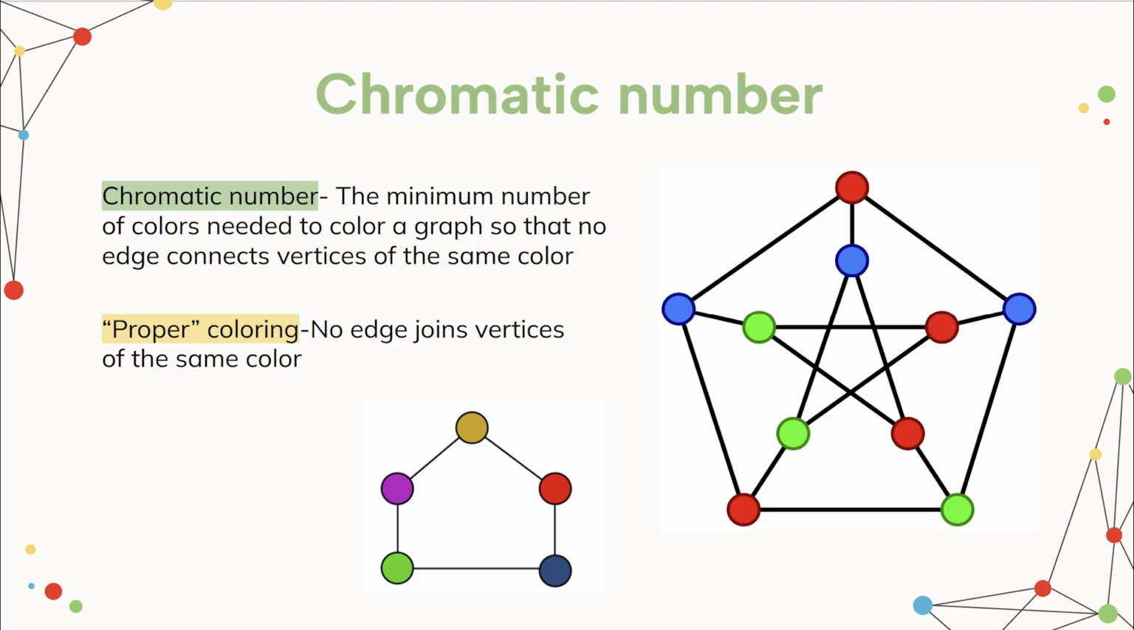When doing this process, you're looking for the chromatic number. The chromatic number is how many different colors it takes to color the graph properly. In general, there is no effective method to finding the chromatic number of a graph, but there are theorems that tell us whether a graph is two-colorable, which will be further explained on a later slide.